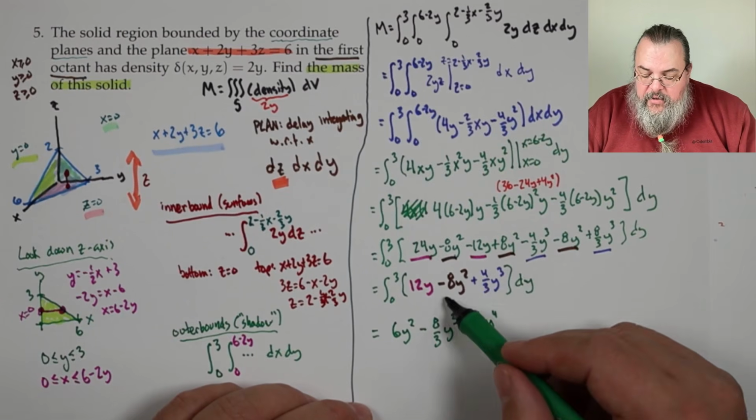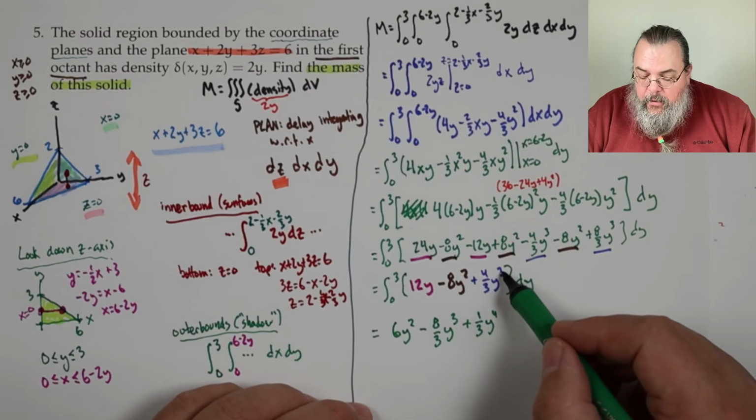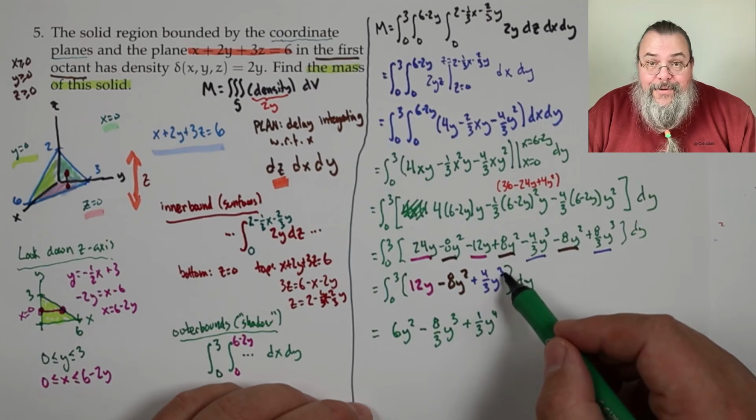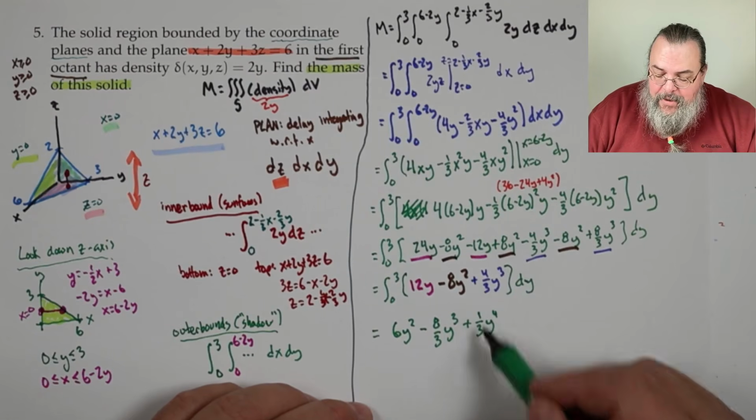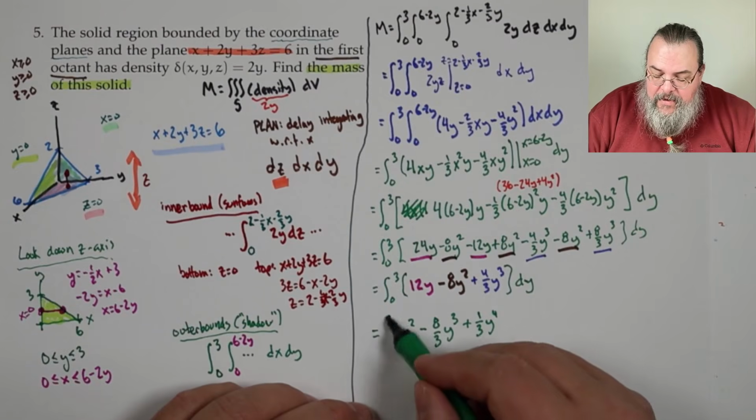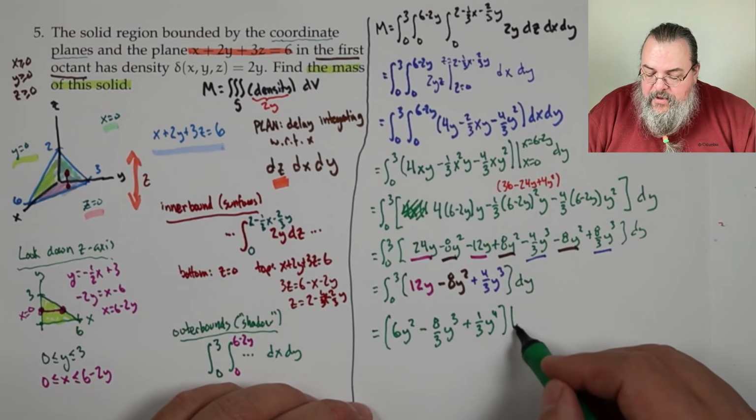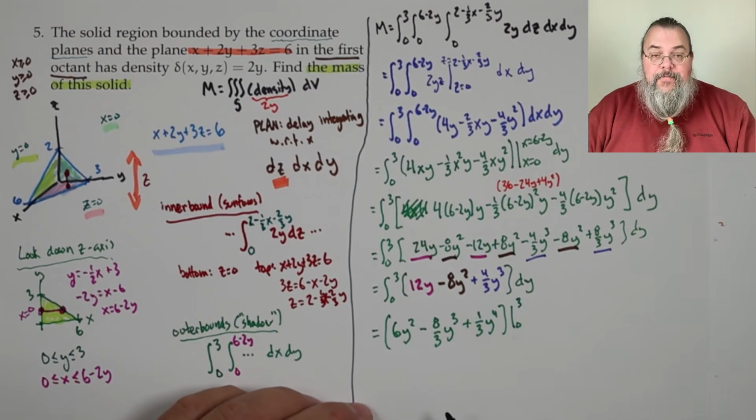Here, you divide by 3, because you're going to add 1, divide. Here, you're going to divide by 4. 3 plus 1 is 4. Divide by 4. That's how the 4 became a 1. And we're going to evaluate from 0 up to 3.